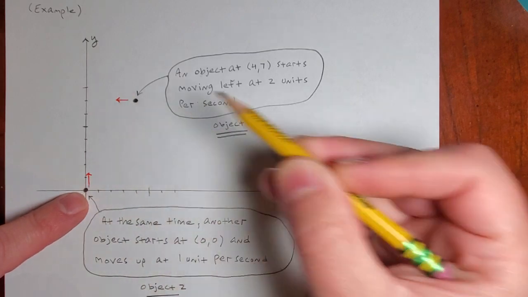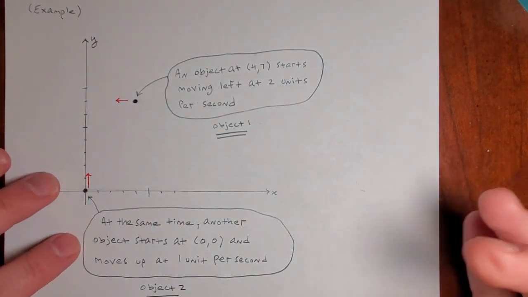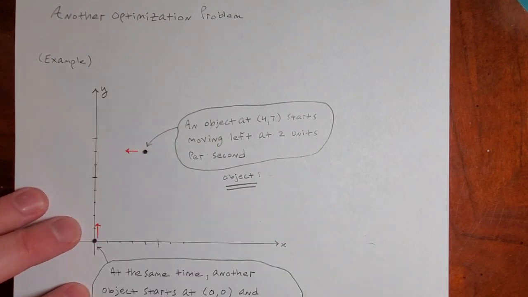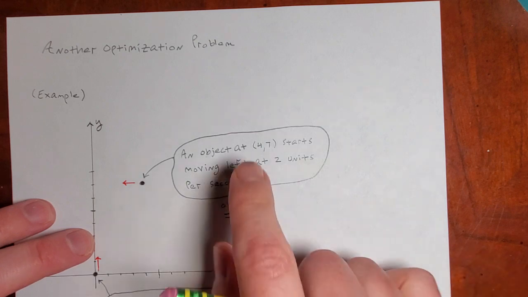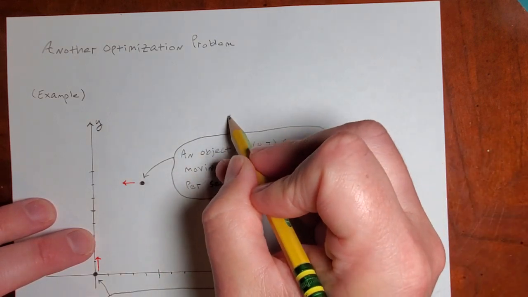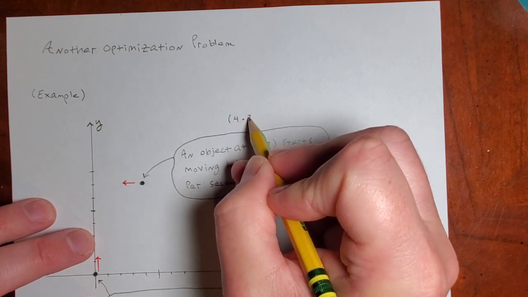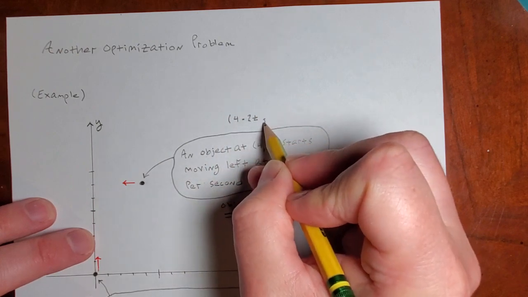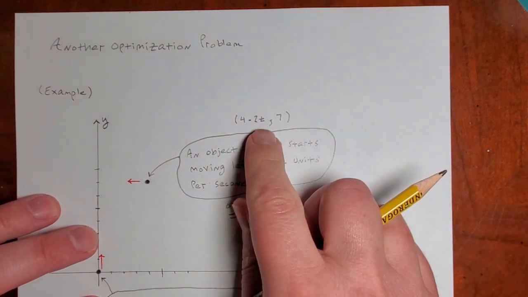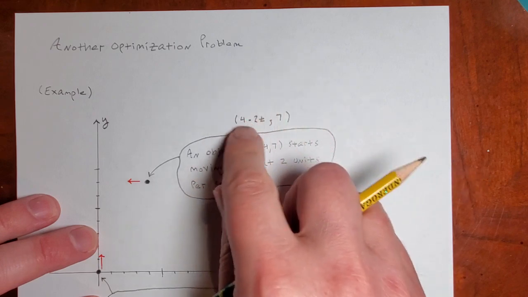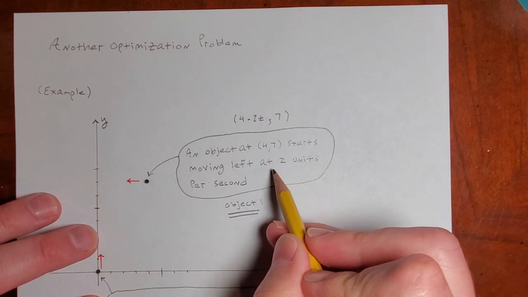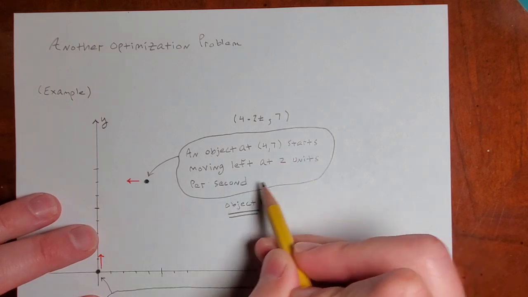All right. Well, so let's do this. First, can I even tell you where this object is moment by moment? So I'll propose an answer for you. I think something that would track the movement of this object is this: 4 minus 2t for x, 7 for y. You give me a time, this formula will tell me where the object is. Now, is that consistent with this statement that it starts moving left at 2 units per second?